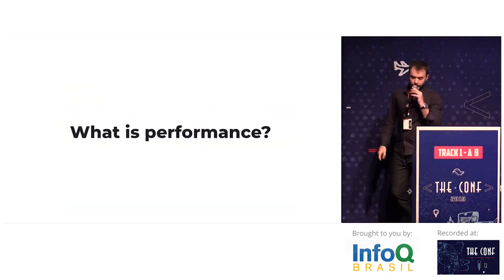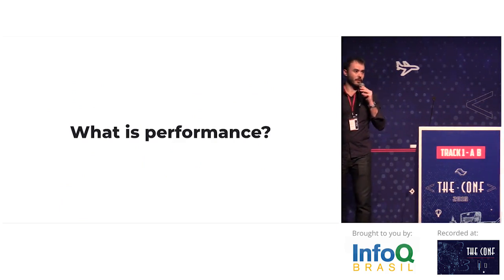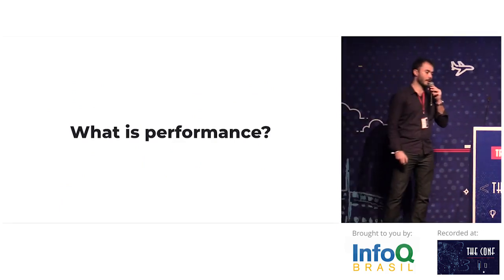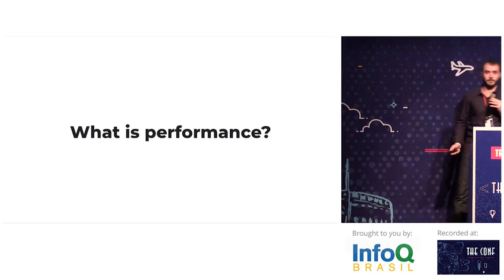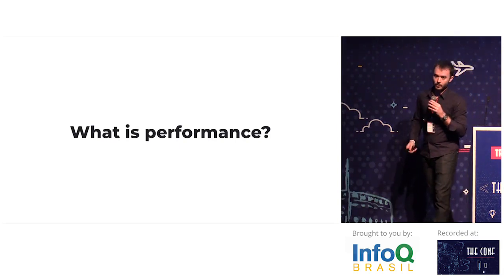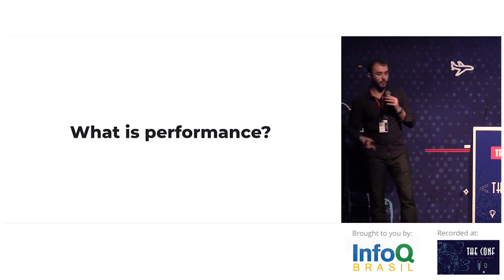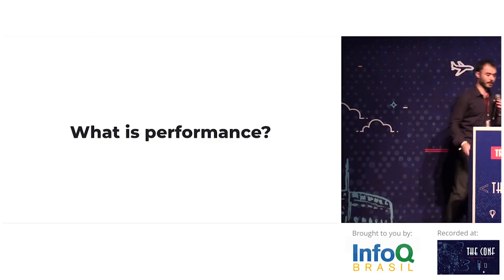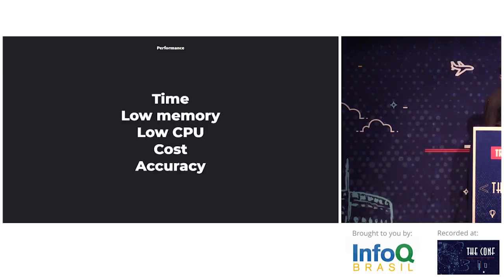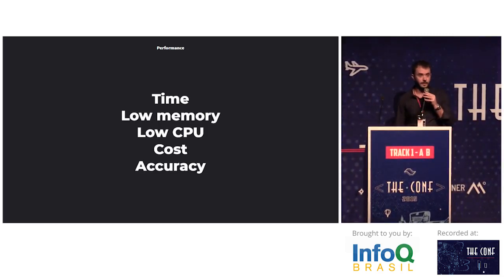So when we think about this sort of architecture, we need to worry about performance. And I have one simple question for you. What is performance for you? We have to be aware when we talk about performance of how our systems work and which kind of performance are we talking about. Are we talking about time, low memory, low CPU, cost, accuracy of data, consistency?